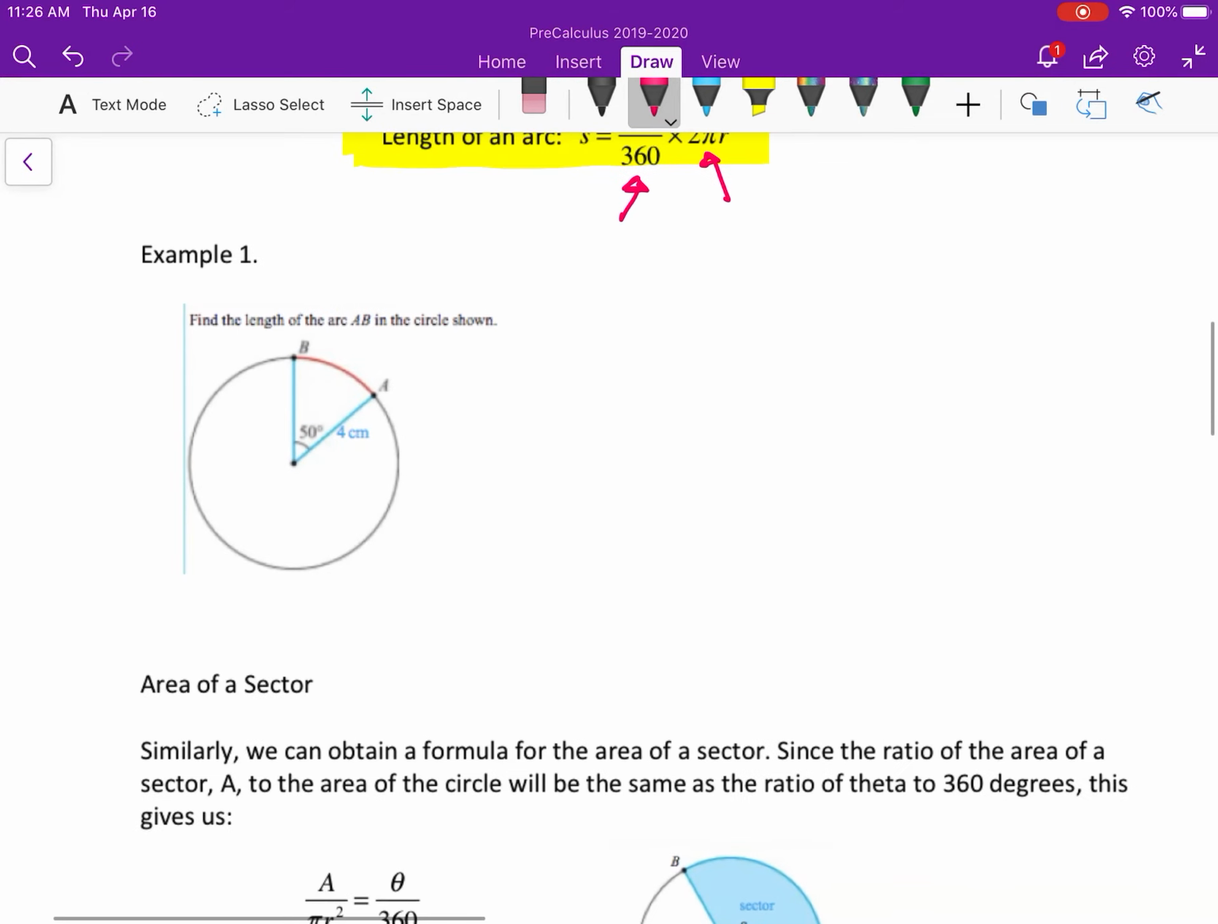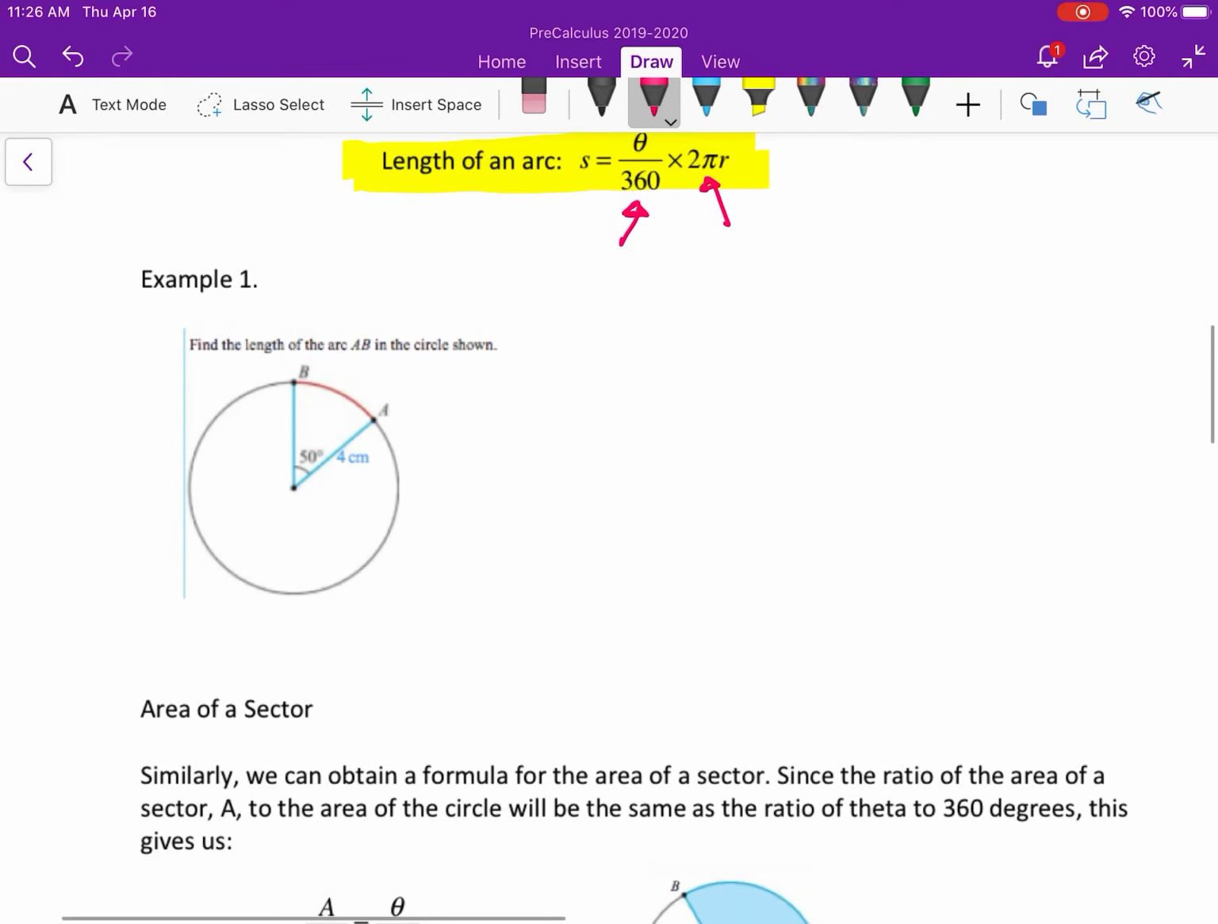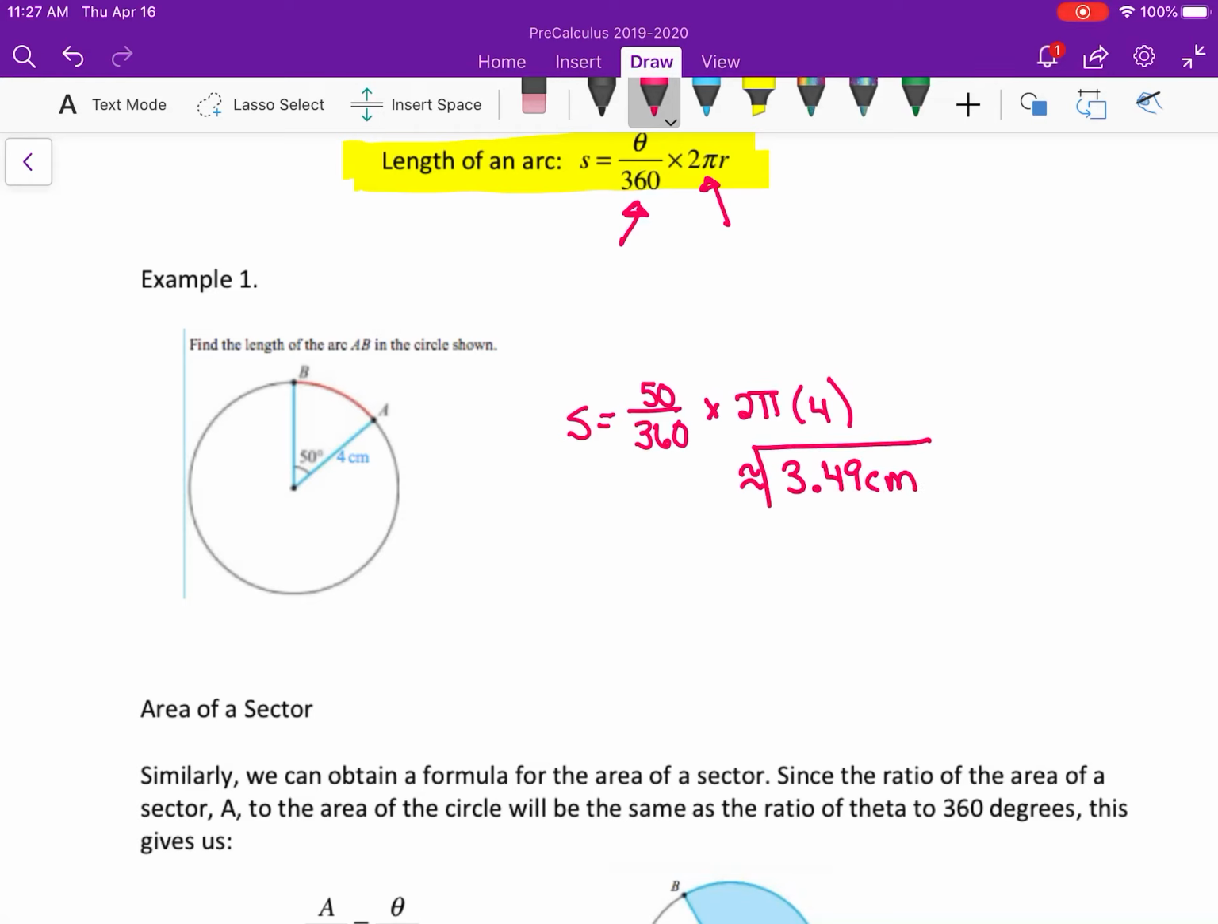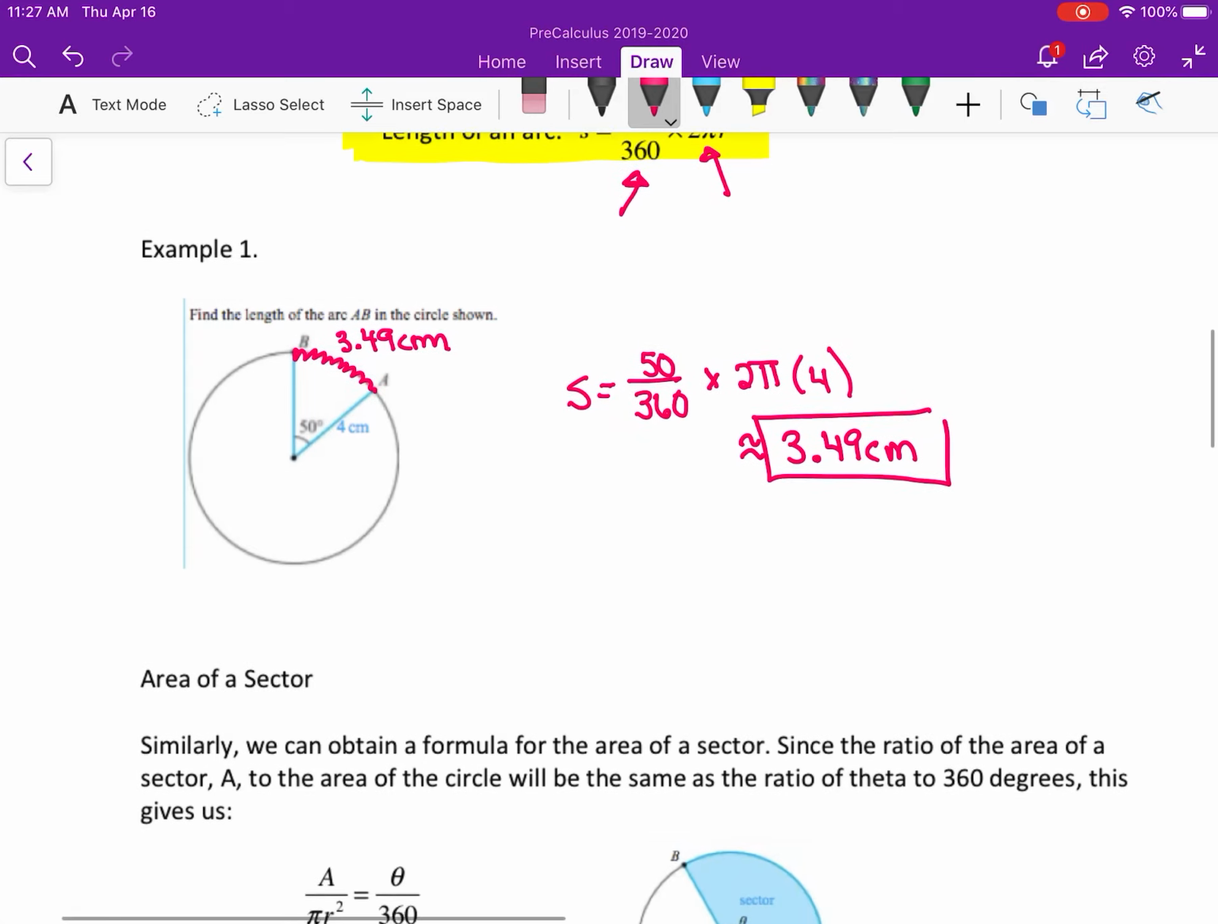So for example, we have this circle right here. Find the arc length. So pretty straightforward. We have 50 degrees of a 360 degree circle times 2 pi times the radius. Put that in your calculator. That's all you have to do. And you get about 3.49 centimeters. So what that means is this length right here is 3.49 centimeters.